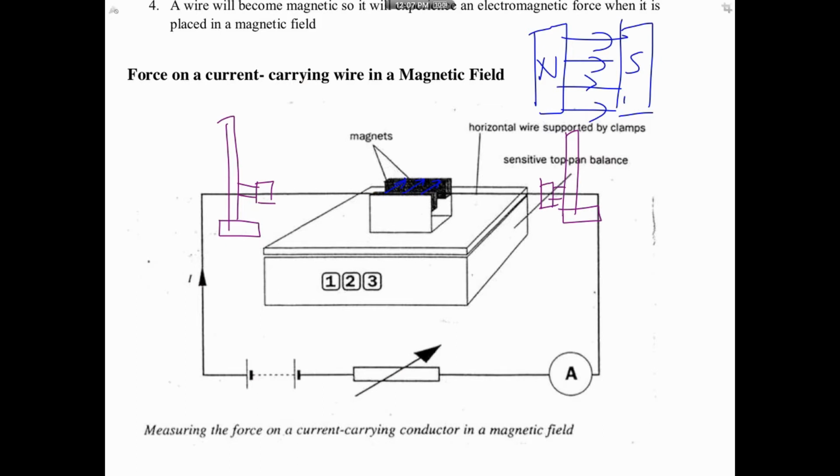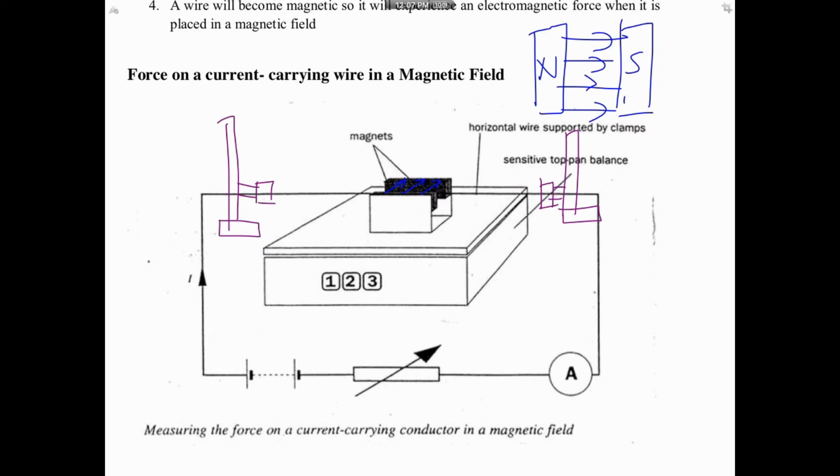Because it generates a magnetic field, it is like a magnet, and so if you place it in another magnetic field, generated by these two magnets, can you see here? If I draw like this, you will be able to see clearly. There's a uniform magnetic field due to these two magnets. So a wire in a magnetic field will surely experience a force. That is the electromagnetism we're talking about. So, force on the wire.